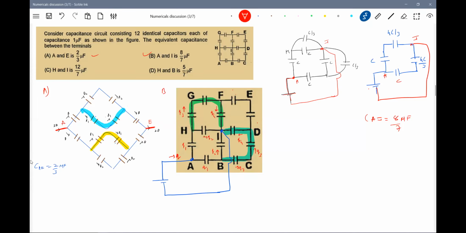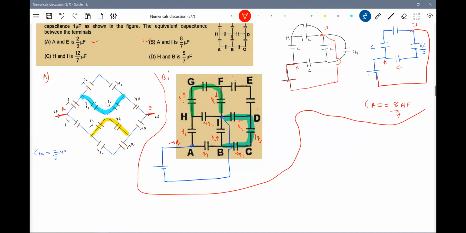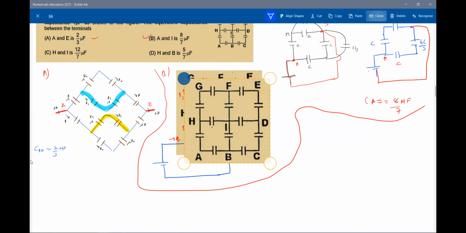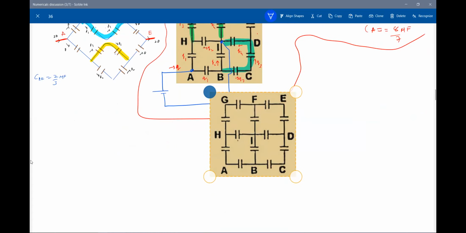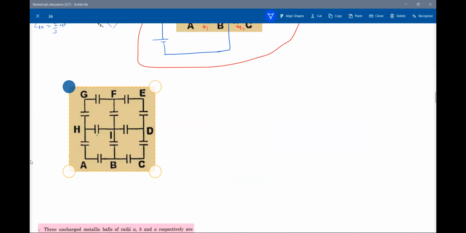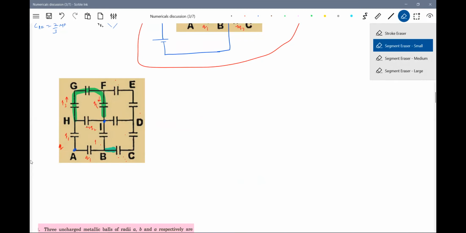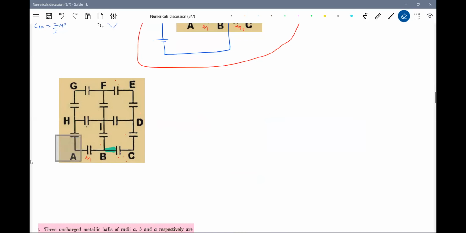Okay, this is for option B. Option C, H and I. H and B you work out. H and I, last one more, I'll tell it. So across H and I will connect a cell. The cell is connected between H and I.